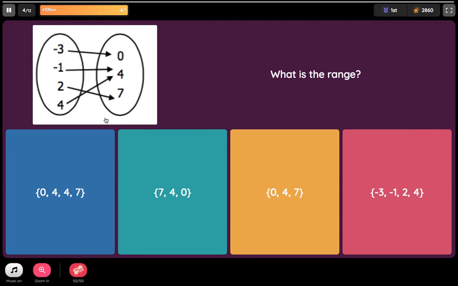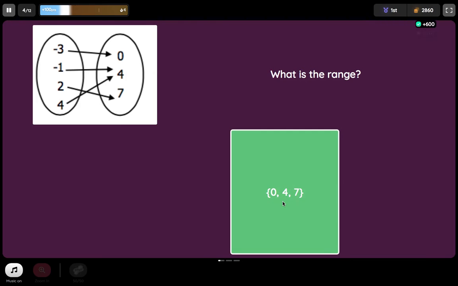What's the range? Now, when you get this, it's a mapping of numbers. The numbers on the left are always the x, and the numbers on the right are always the y. So in this case, the range will be the 0, the 4, and the 7. And you want to put those in order. So that's why that would be different. It says 7, 4, 0. You want to put those in numerical order, so it'd be 0, 4, 7.